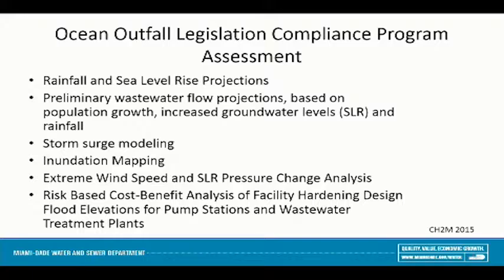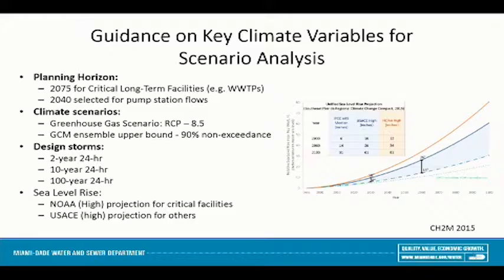We took into consideration rainfall and climate change, so that wastewater flows will be higher in the future. We did storm surge modeling, inundation mapping, looked at wind and also sea level rise pressure changes, and then did a risk-based cost benefit analysis of what it would take to harden our facilities. We look at a number of scenarios, and Lauren's going to go over this, but basically we look at 2040, 2075, and different climate scenarios, but mostly the 8.5, like the worst case.